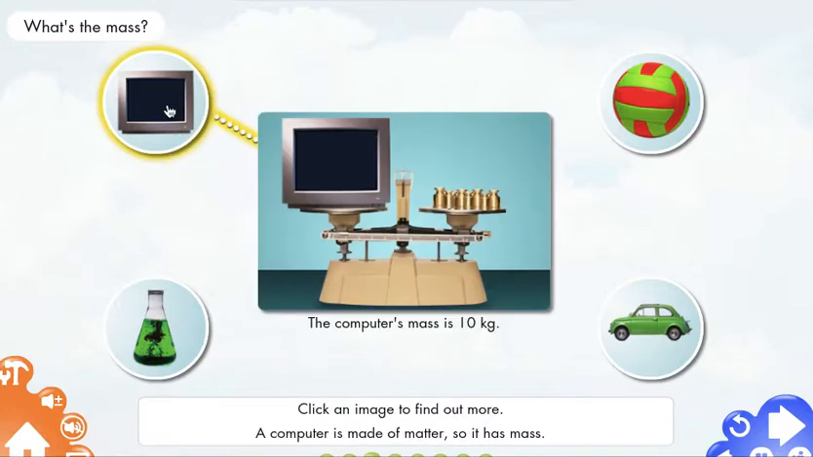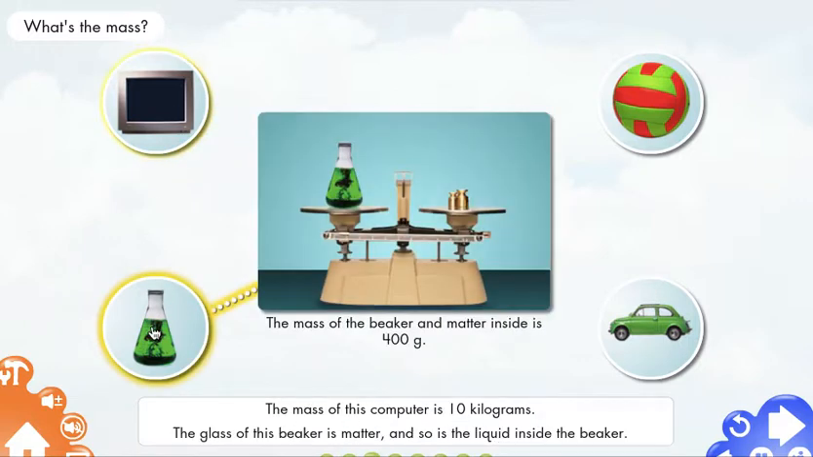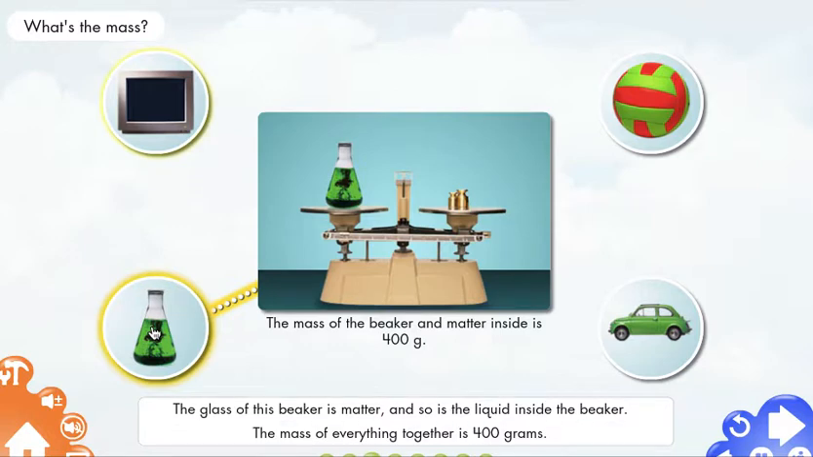A computer is made of matter, so it has mass. The mass of this computer is 10 kilograms. The glass of this beaker is matter, and so is the liquid inside the beaker. The mass of everything together is 400 grams.